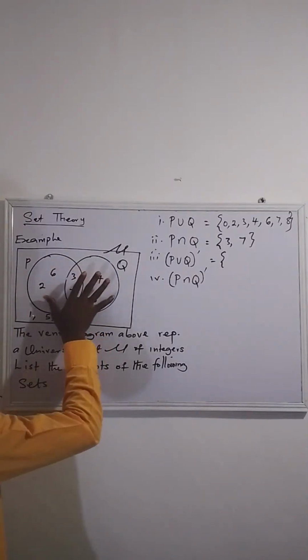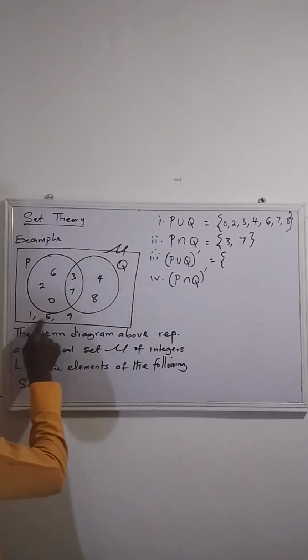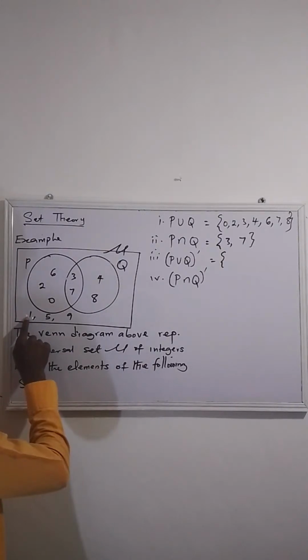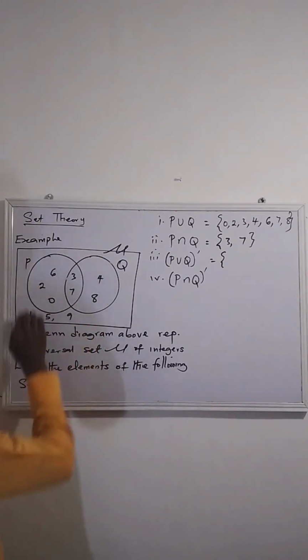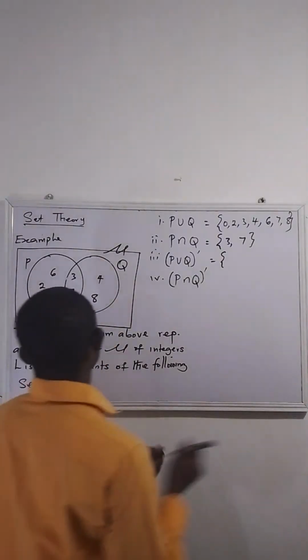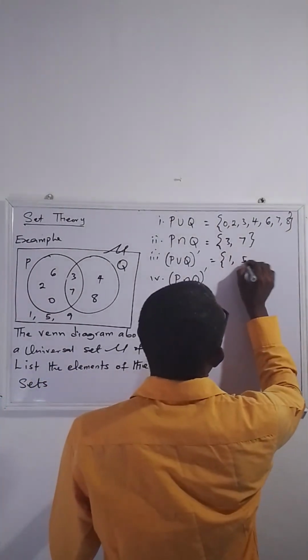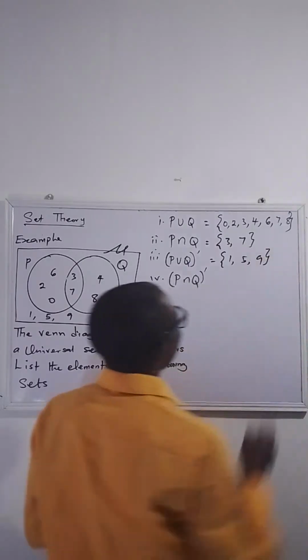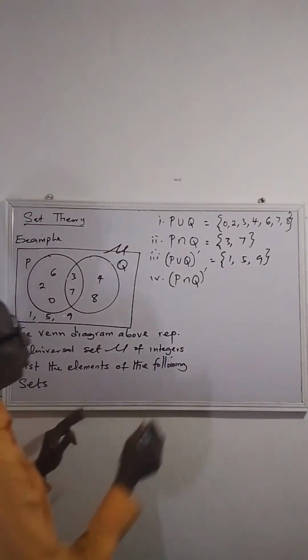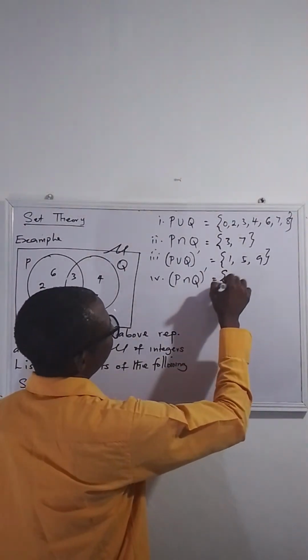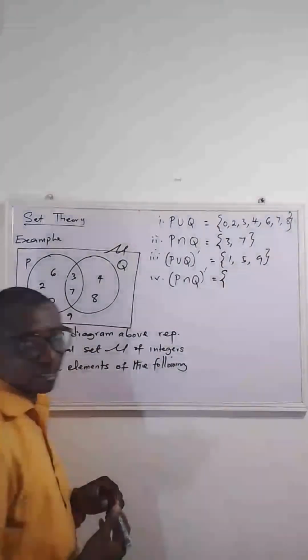Okay, P union Q is this. The complements are those ones that are not here. So they are 5, 1, 5, and 9. Hope you get that. Those that are not here but are outside. So that means it's going to be the set of 1, 5, and 9. So that is the answer to that problem. Okay, good.